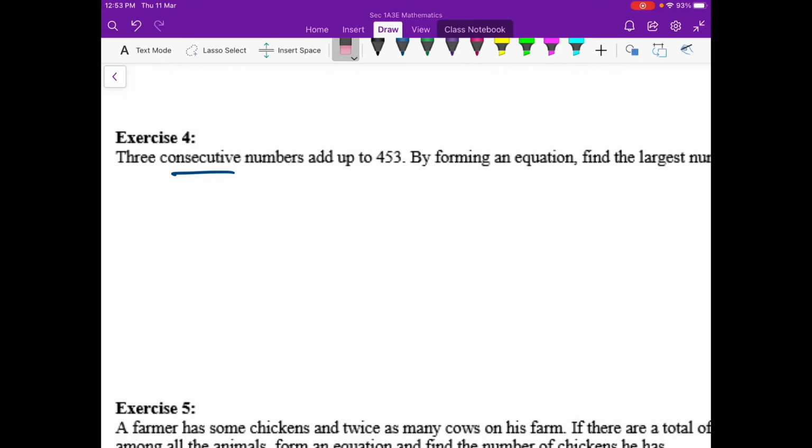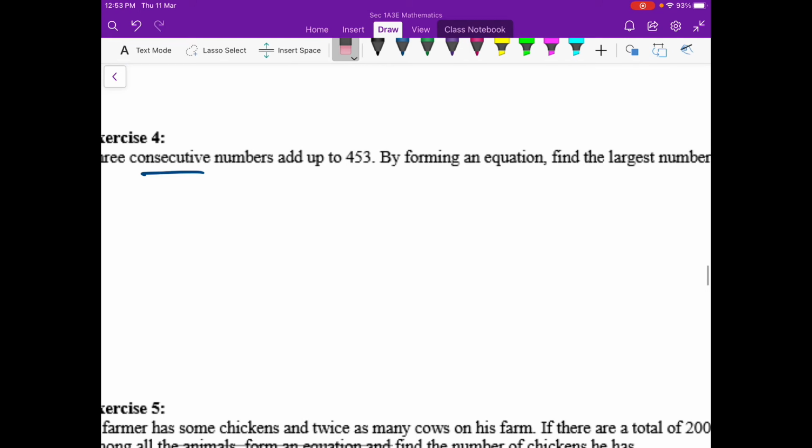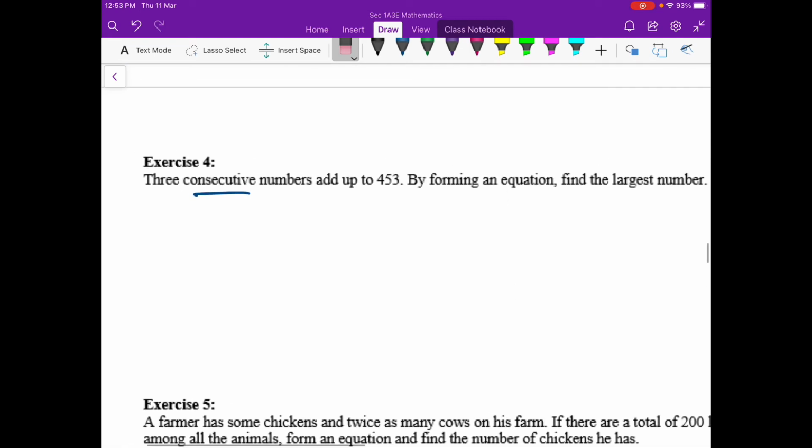So 3 consecutive numbers, they add up to 453. By forming an equation, find the largest number. By forming an equation. So you have no choice, you have to form an equation. How should we do this then? Without algebra, do you know how to do it? Like minus 3 then divide by 3. Okay, I see where you're going, and I also understand minus 3 divided by 3. But why?